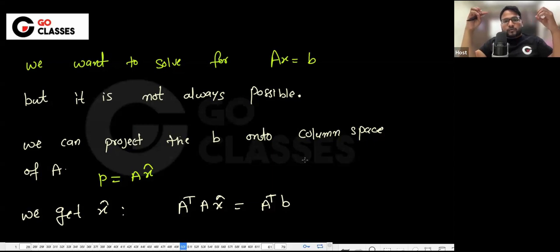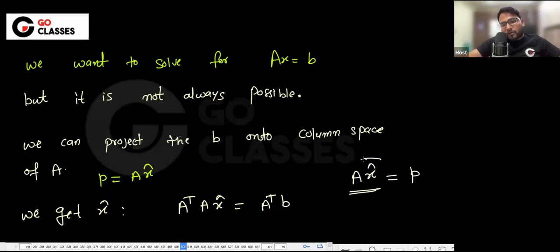So instead of solving for B, I want to solve for P, right? The projection. So which means that instead of getting the B, I will be getting actually P, but not using X. I will be getting it using some other coefficient, which is X cap. Okay. So I want to find out the best X cap, which is giving me the projection.